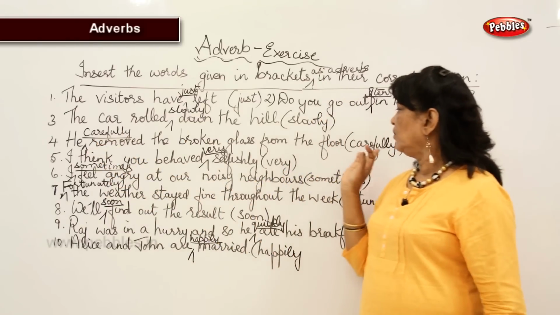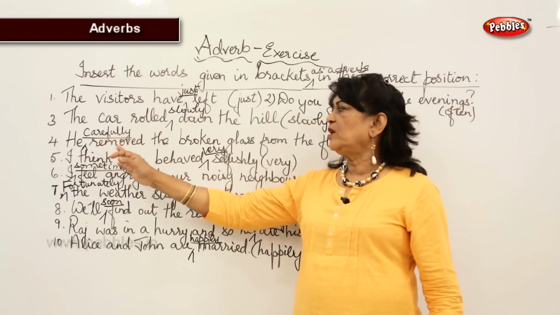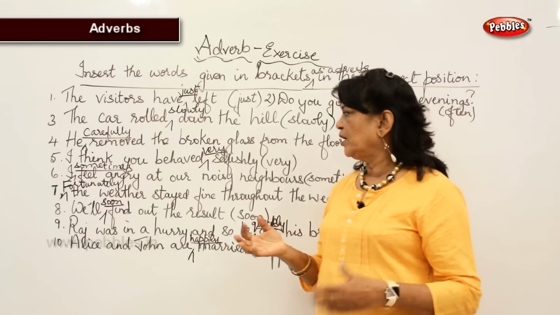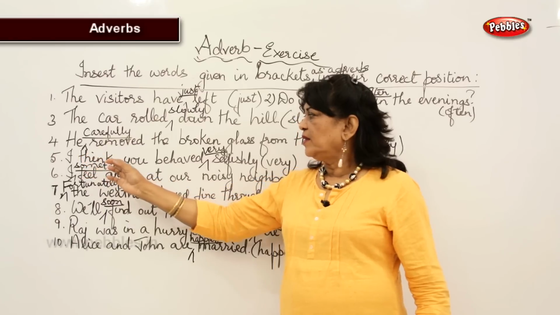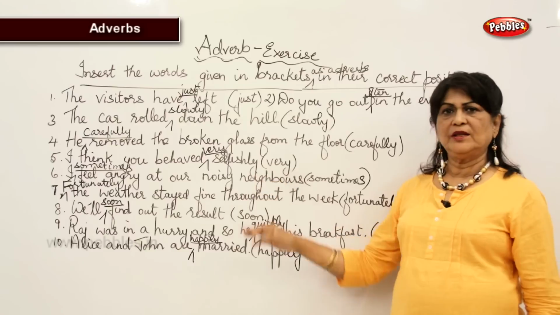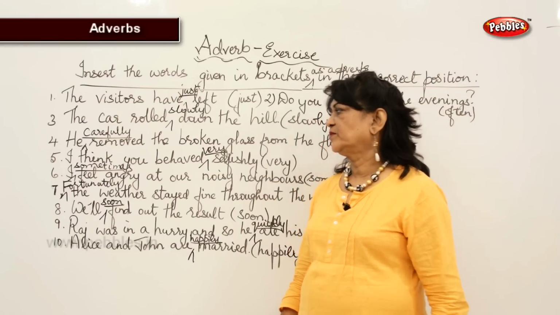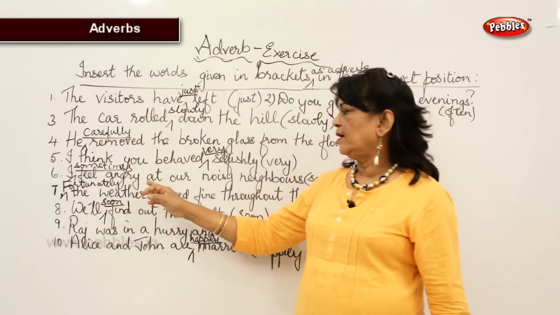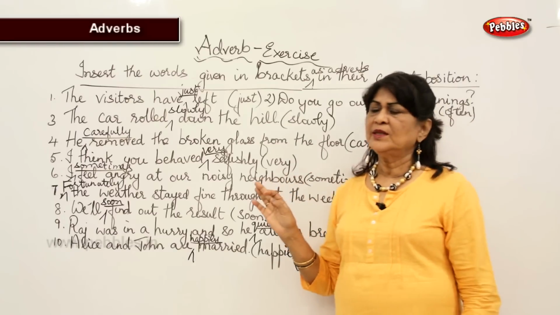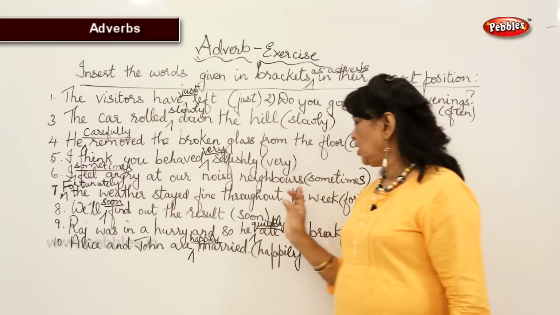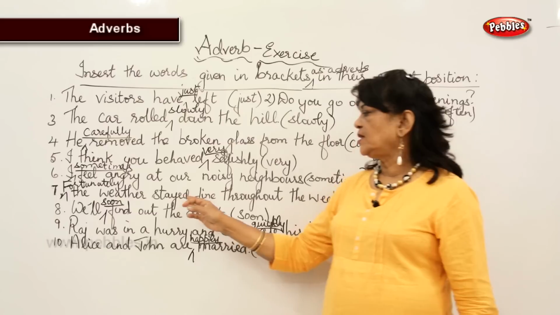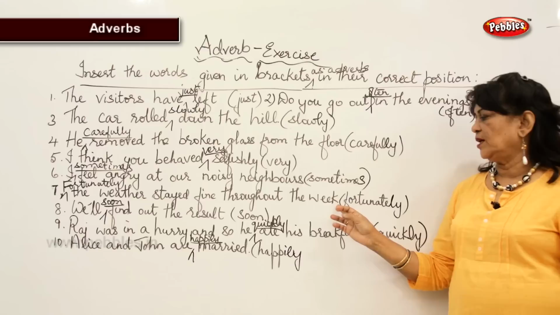Next one, we converted careful. He carefully removed the broken glass from the floor. So we converted careful into carefully. I think you behaved very selfishly. We included the adverb very. I sometimes feel angry at our noisy neighbors. Sometime we changed into sometimes. Next we changed fortunate into fortunately. Fortunately, the weather stayed fine throughout the week.